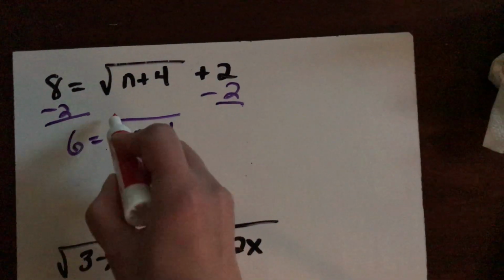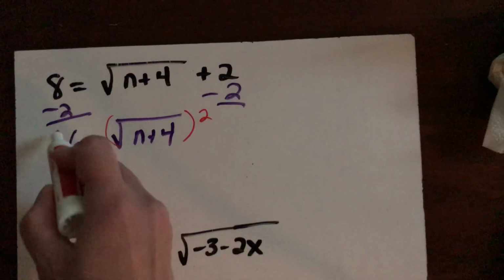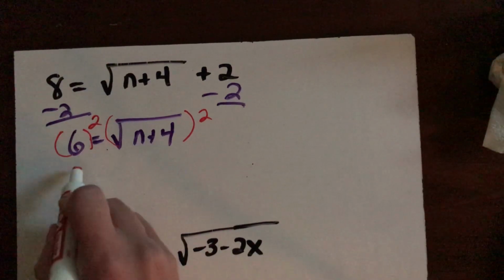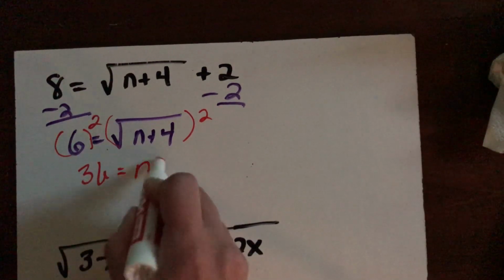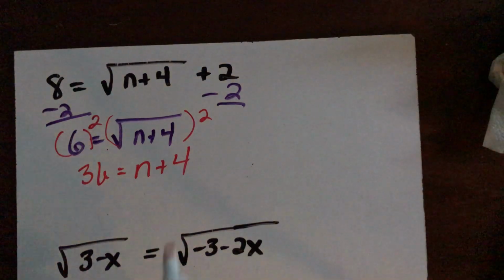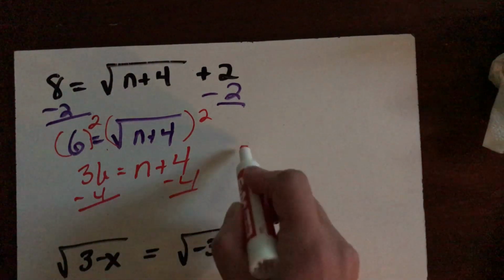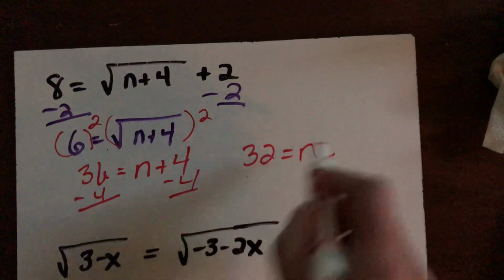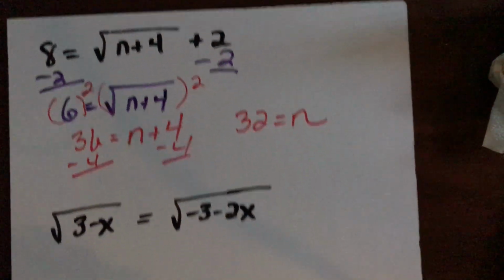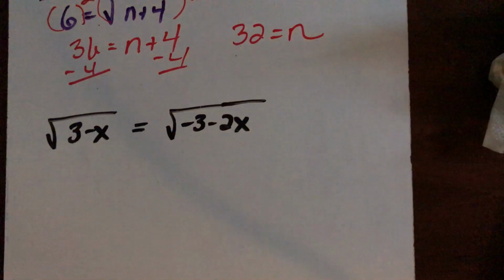Then what I need to do is square this side and square that side. So I get 36 is equal to n plus 4. And then how do you solve for n? You just subtract 4. So 36 minus 4 is 32. So 32 equals n.